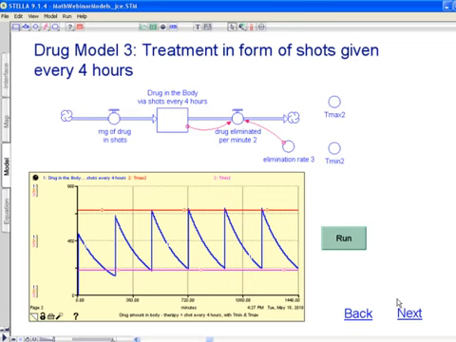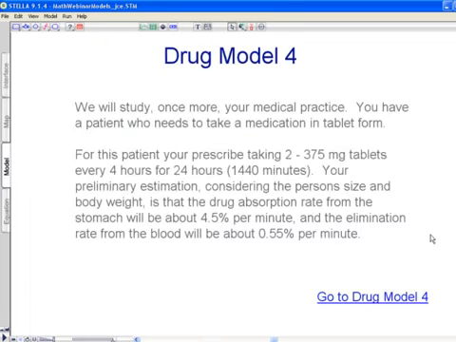Now we have a situation where the person has to take pills instead of getting a shot. It's kind of like putting two parts of a model together. The pills are taken into the stomach, and from the stomach, they are absorbed into the bloodstream in an exponential fashion, because it is at 4.5% per minute that the drug is being absorbed into the bloodstream. Now, it does its work once it's in the bloodstream, and it is eliminating from the bloodstream at 0.55% per minute. So that's another exponential process. So we have two compartments here that we're interested in.